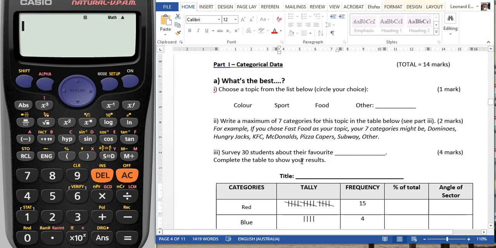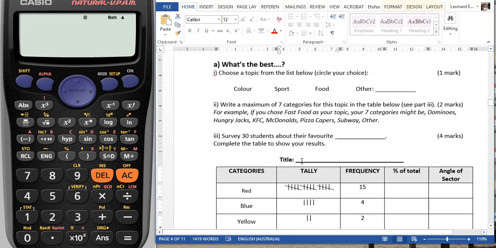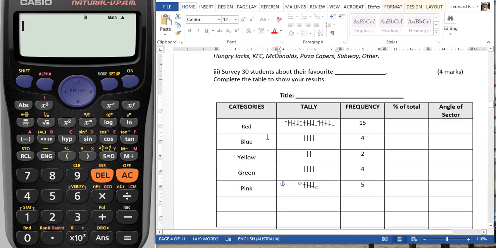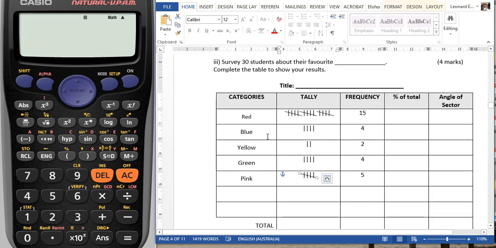Part 1 is about categorical data, which we've been looking at in class in week 2 of mathematics. And students have already had the opportunity to survey students. They're surveying 30 students. Let's just say that I was doing colour and these were my results. If I were to work out the percentage of the total, well, it's out of 30, so 15 out of 30 is a half. So that would mean that my percentage would be 50%.